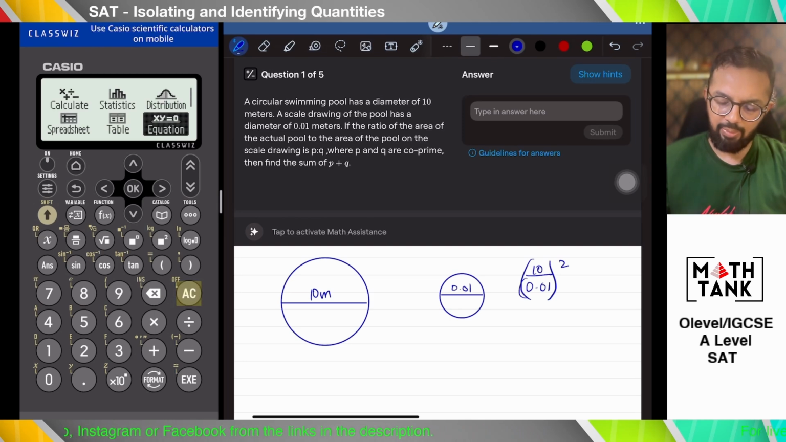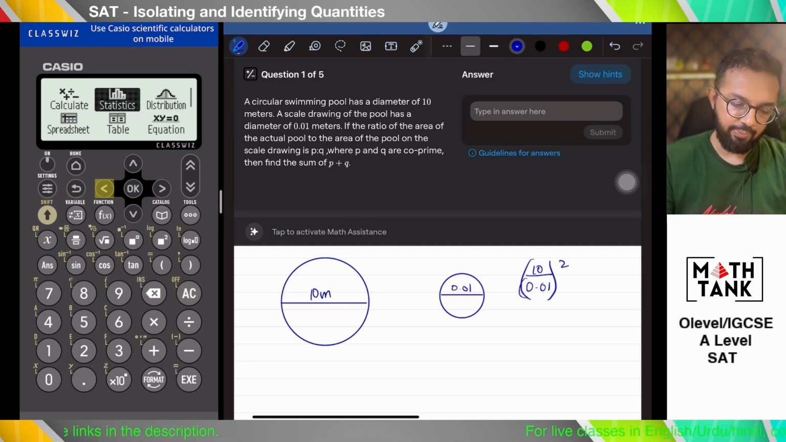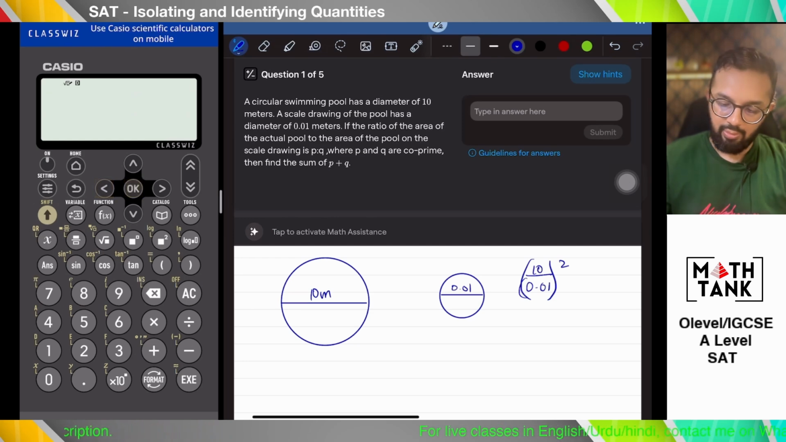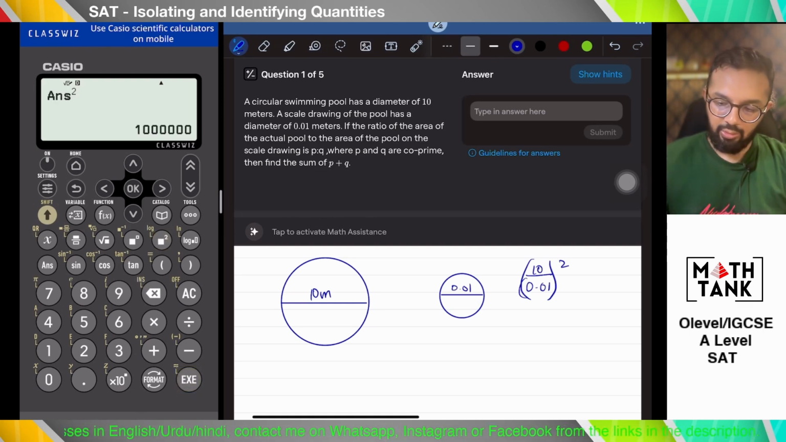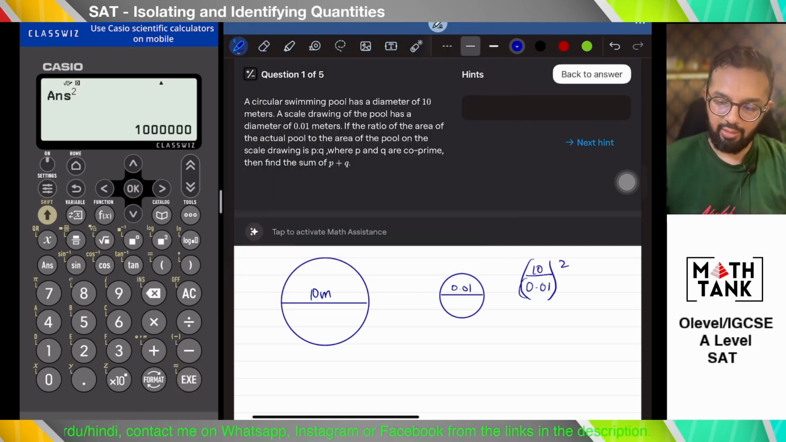I don't know what coprime is, but I'll have to first figure out the answer and then give you something. Okay, 10 over 0.01 squared. Okay, let's see what hints there are.